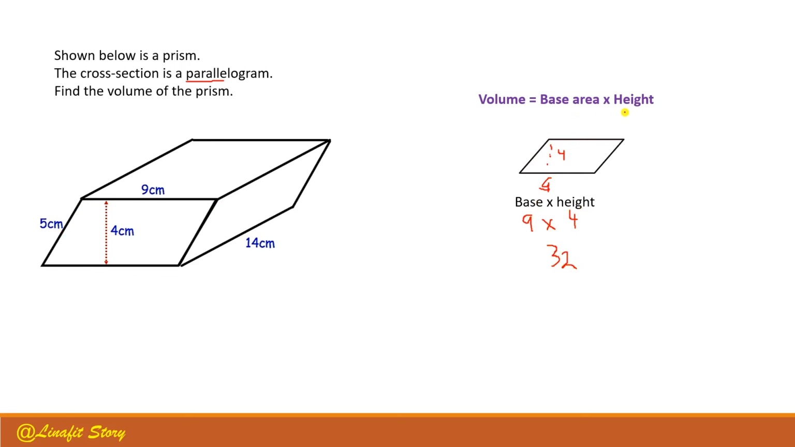Base area times height. The height of the prism is 14 cm. So 32 times 14 is equal to 504 cubic cm.